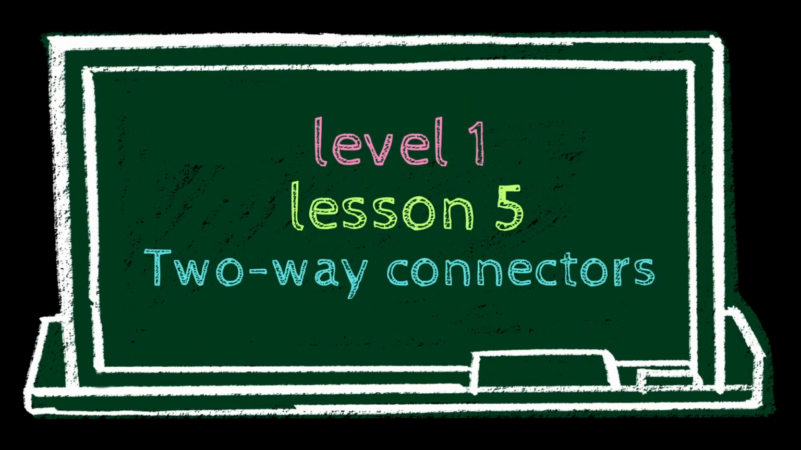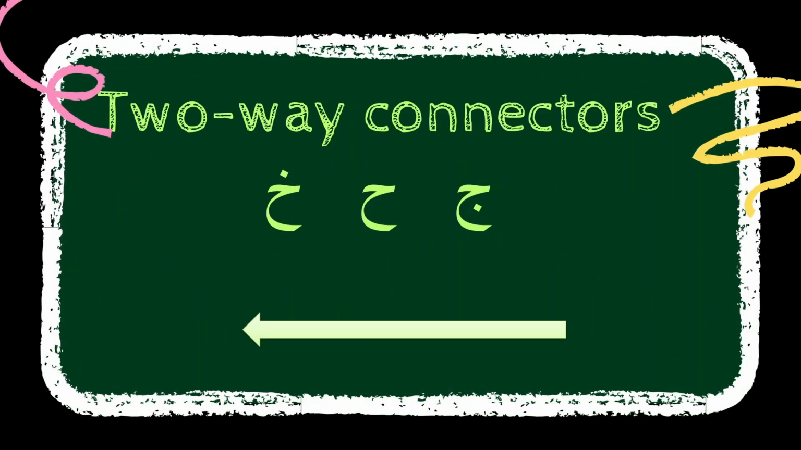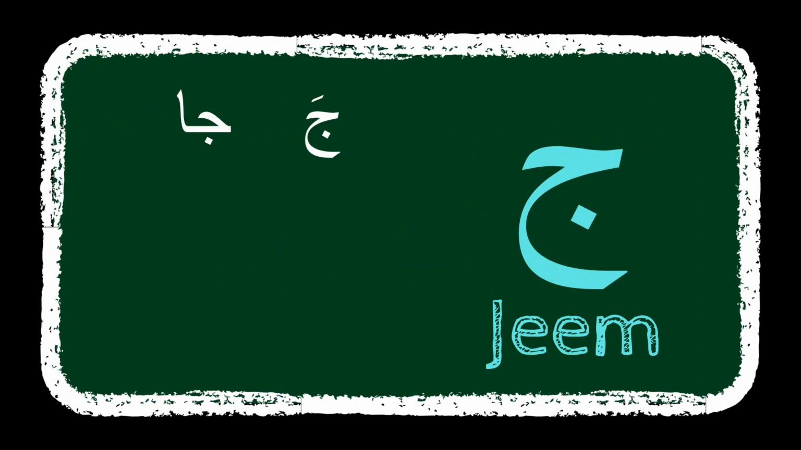Today is the fifth lesson of our series Arabic Letters Academy. In today's video, we will work on three letters. All of them are two-way connectors, and we will work on the pronunciation of these letters. We will work on some examples and how to write them. Let's start. The first letter is Jeem.